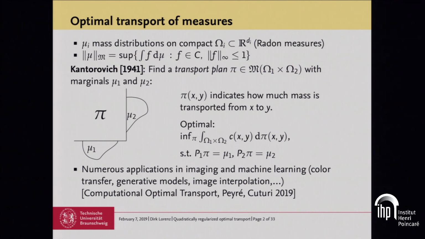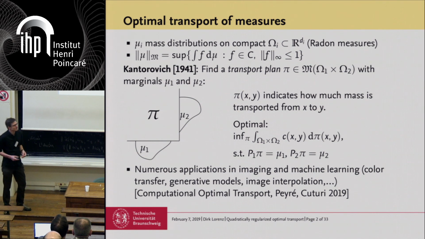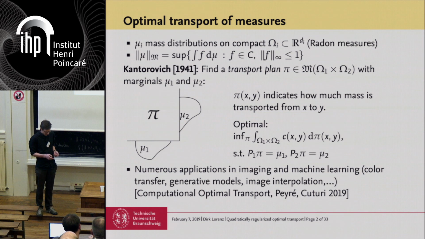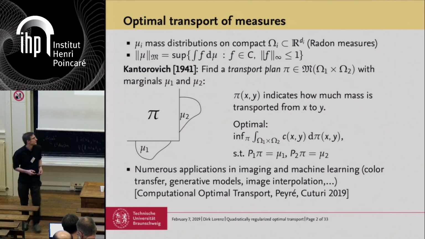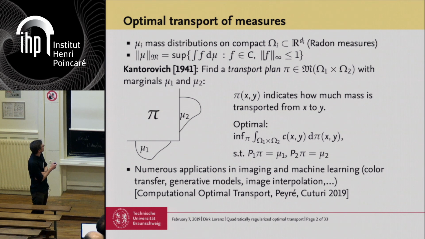So in optimal transport, we are given two distributions on two compact sets. Think of Radon measures in the mathematical sense. And the optimal transport formulation due to Kantorovich says we're going to seek a transport plan, which is now a measure on the product space of the two. This is the pi. This is a measure on the product of the two domains, omega 1 and omega 2.